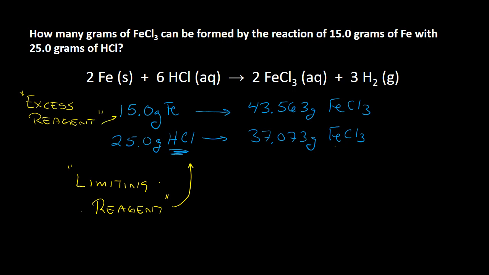It also means, and extremely importantly, that the amount of iron chloride that we can make is this amount and not that amount, and not the sum of the two. It's just this one, because again, once we've made 37 grams, we run out of hydrochloric acid and the reaction stops. Okay, all right, so this is our correct answer.